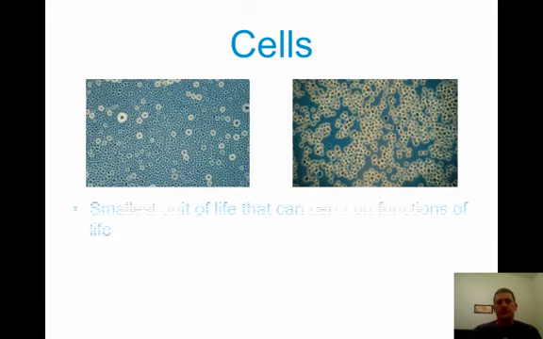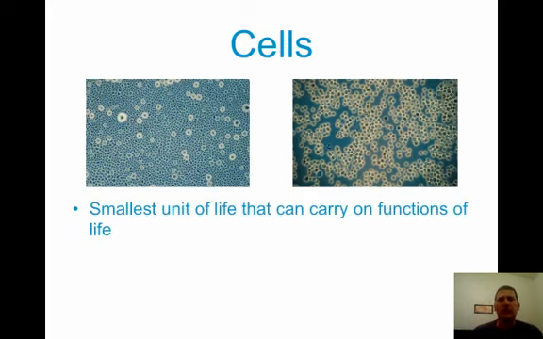So what are cells? Basically, cells are the smallest unit of life that can carry out all the functions of life. A single-celled organism, something that's called unicellular, is actually considered a living thing. Now, humans and other animals are considered multicellular. We have more than one cell. We have 25 trillion cells. So a cell is one thing that carries out all the functions of life.